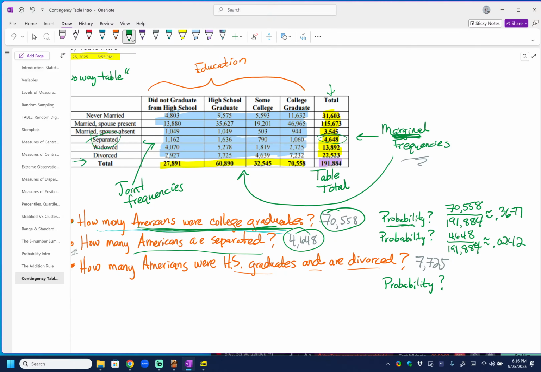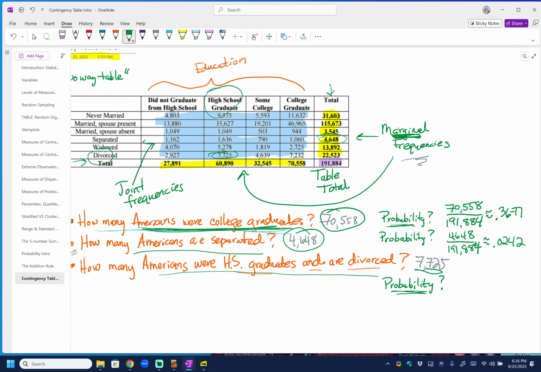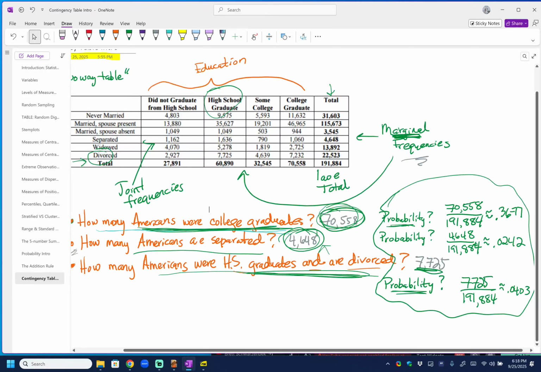Lastly, what if we want to find the probability that Americans were both high school graduates and divorced? Very similar situation, except now we're dealing with a joint probability. Just like we did last time, we're finding high school graduates, and then we went to divorced, and we found the number 7725. That is going to be your numerator. We're then going to take that 7725 out of the table total, which is 191,884. This gives us a probability of 0.0403 after some calculations.